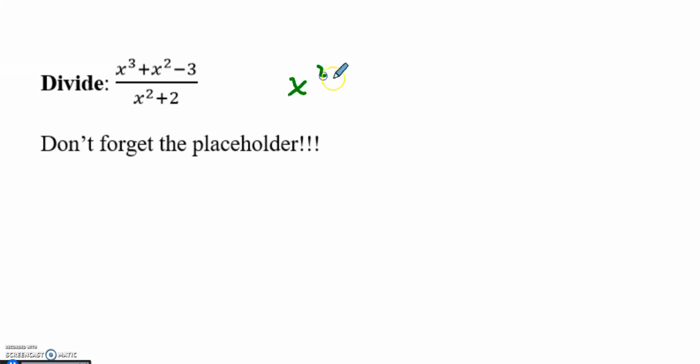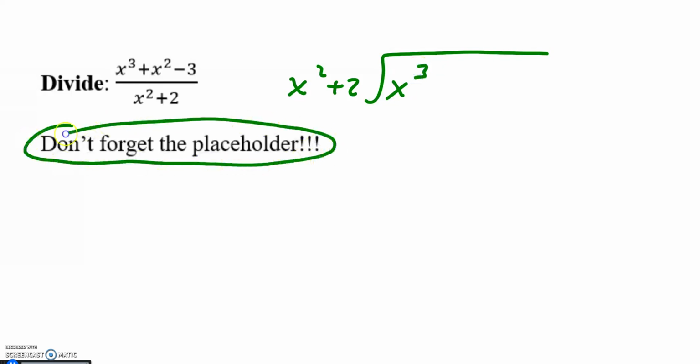If I'm going to take x squared plus 2, and I'm going to divide that into x cubed, now notice this, don't forget the placeholder. Notice that we're missing an x term. So we'd write plus x squared plus 0x minus 3. We need that as the placeholder. How many times does x squared go into x cubed? Well, it goes in one time, just x. So I'm going to write my x over the like term.